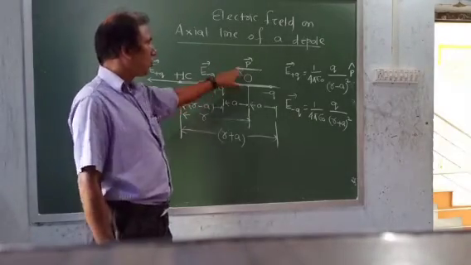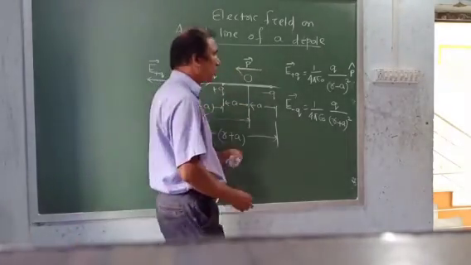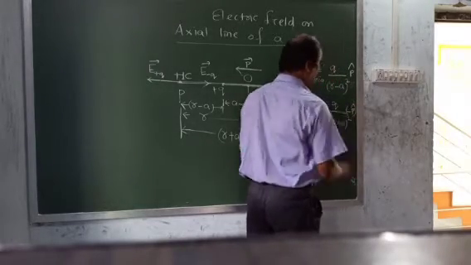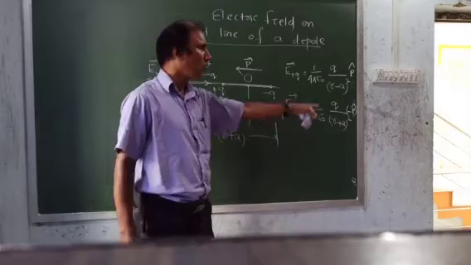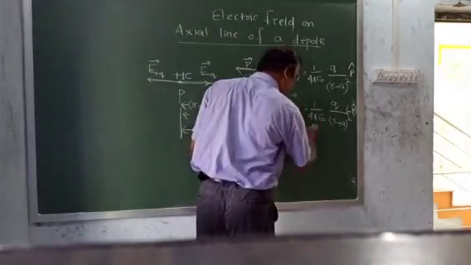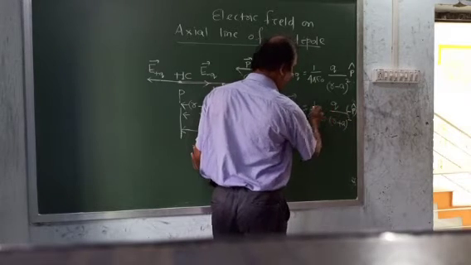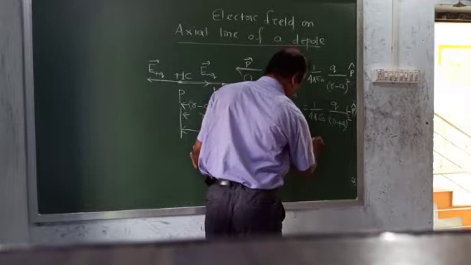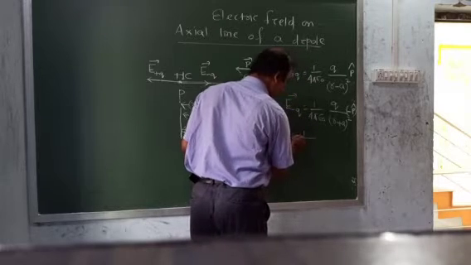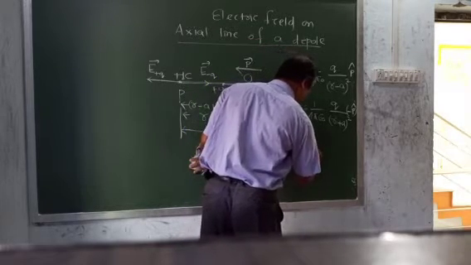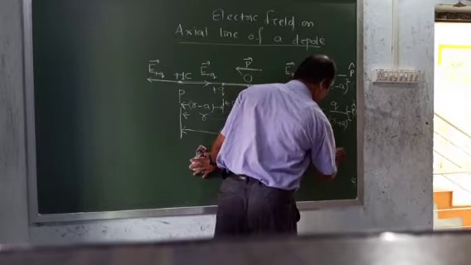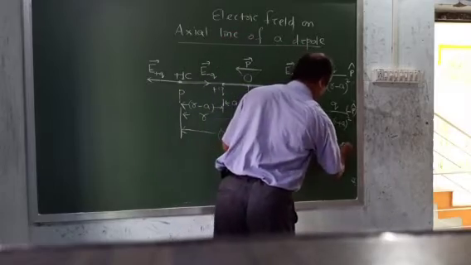So this direction is opposite to the direction of the dipole moment vector. So it will be minus p cap. Along the dipole moment it is in the opposite direction, hence it is minus p cap. Now I will multiply this minus sign with the term. So it will be minus 1 by 4 pi epsilon naught q by r plus a whole square into p cap.